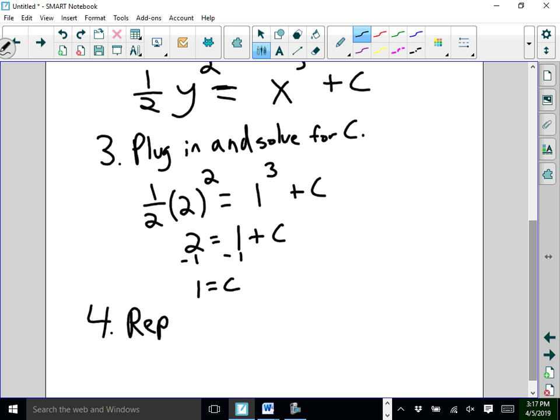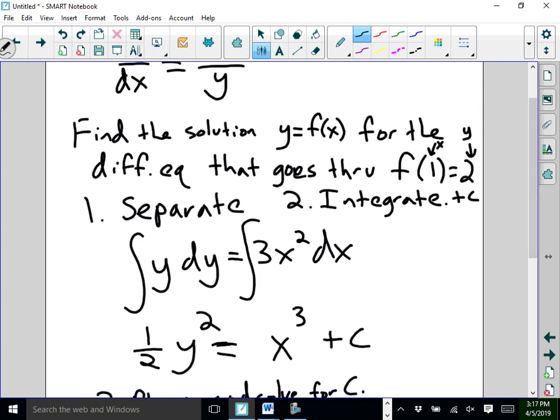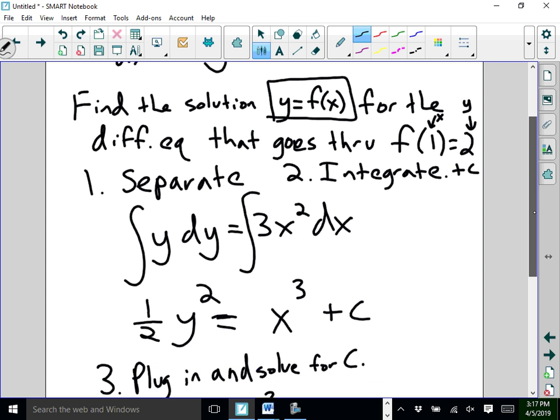Replace C and solve for Y. Now, you must solve for Y equals f of x, because it says it up here: find the solution Y equals f of x. So what we have to do now is plug in the C we got, and we have to get Y alone. So we have to use all those old math skills from before, and think and solve for Y.